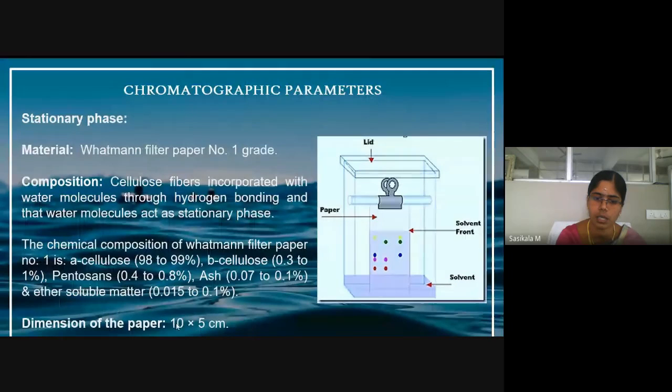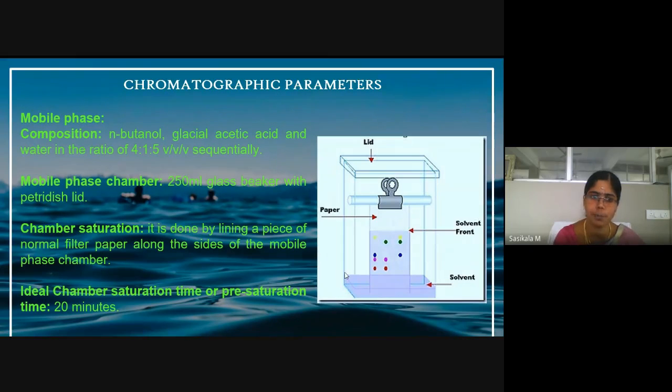If you need to separate your sample on 10 into 5 centimeter dimension paper, then we can choose a 10 into 10 size mobile phase chamber for separation. Likewise, if you increase the paper dimension to 20 into 20, then you may find 20 into 20 chambers also. So we can select the chambers according to the dimension of the paper and size of the samples.